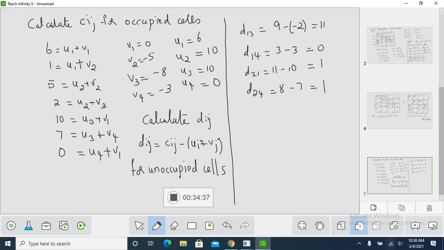After D24, the next unoccupied cell, I think it is D32. So I come for D32. What is the value of D32? D32 is 12 minus U3 plus V2. U3 is 10, V2 is minus 5. So 12 minus 5, value is 7.